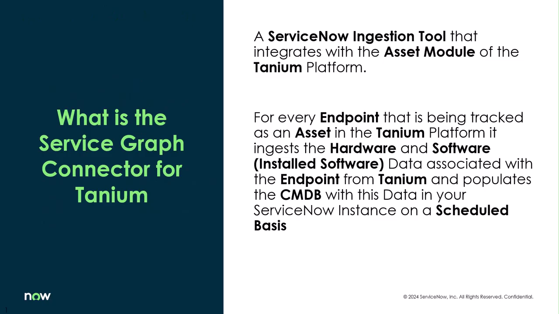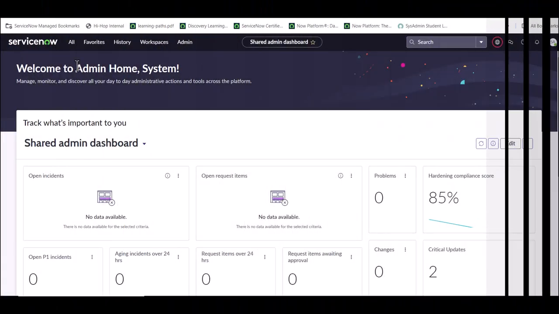So what is a Service Graph Connector for Tanium? It's a ServiceNow ingestion tool that integrates the asset module of the Tanium platform. For every endpoint that has been tracked as an asset in the Tanium platform, it ingests the hardware and software data associated with the endpoint from Tanium and populates the CMDB with this data in your ServiceNow instance on a scheduled basis. So now on to the demo.